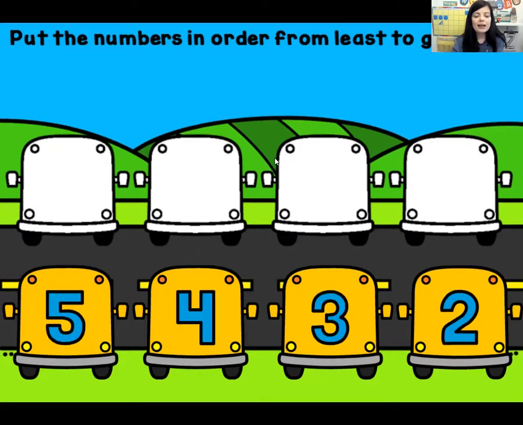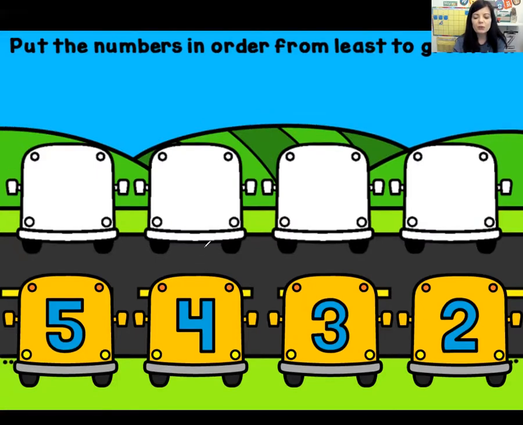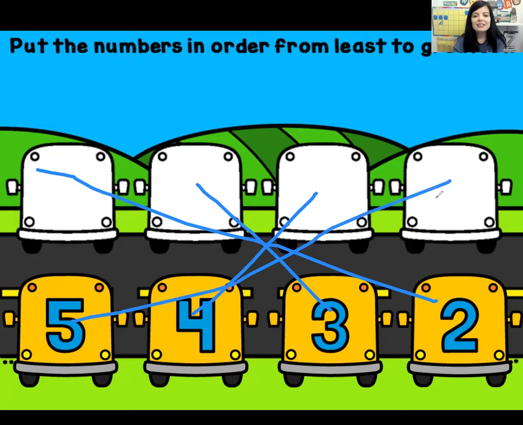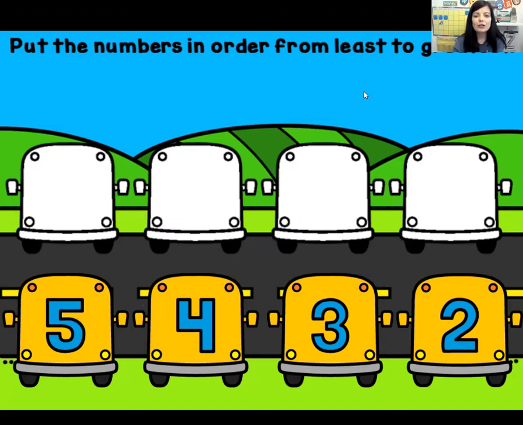Okay, for the next one, let's do this one. All right, so what number would you say first if you were counting? 5, 4, 3, or 2? We would say 2 first, so 2 is the least. What's next? 3. What's after that? 4, and then 5. So 5 is the greatest. Good job putting these in order from least to greatest.